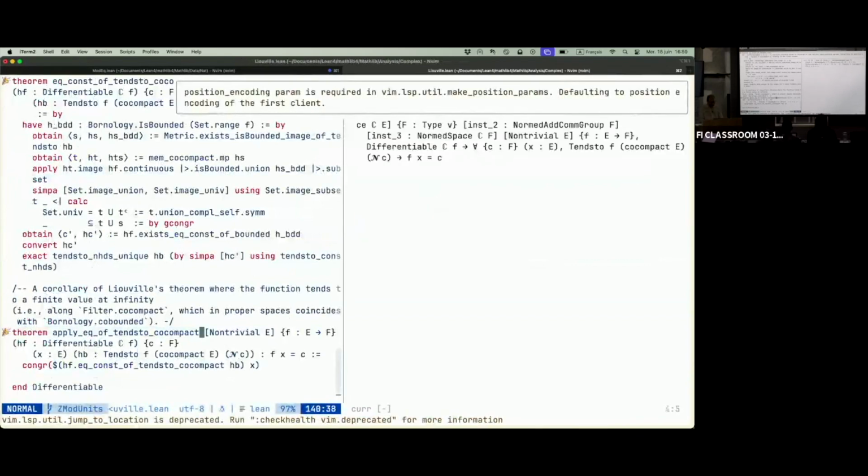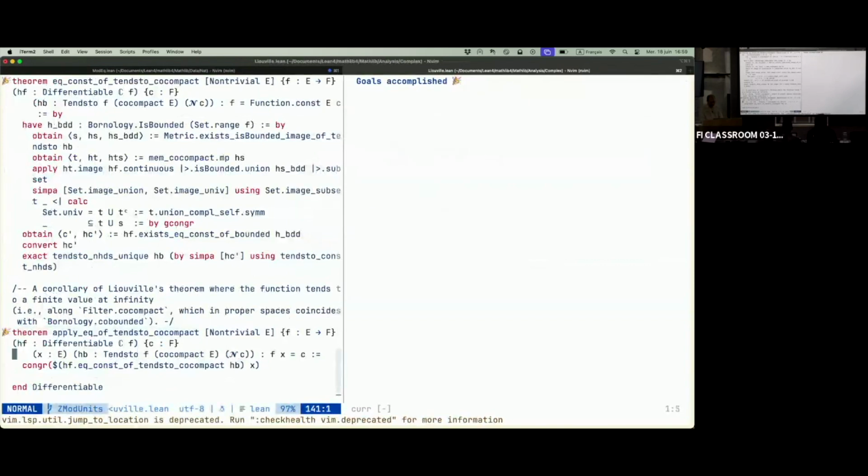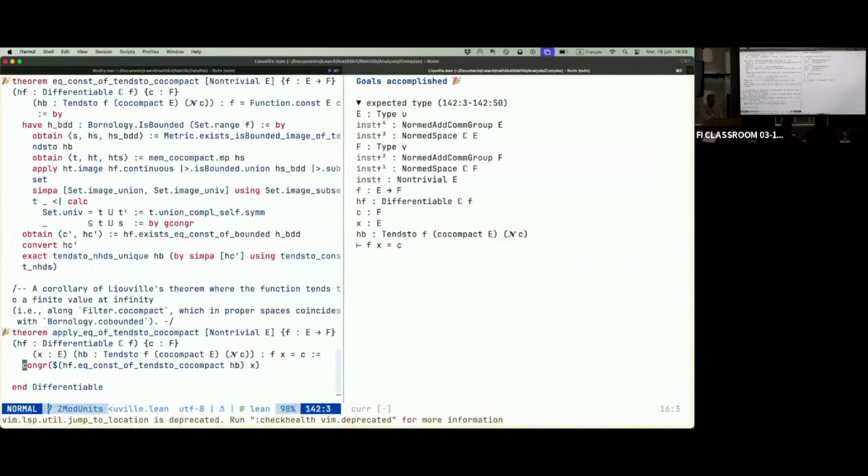So we have some E, which is a normed adcom group. So it's an additive group, commutative additive group, and with a norm. And it's also a normed space over the complex numbers. And we have another F, same, which is also a normed space. E is supposed to be non-zero.